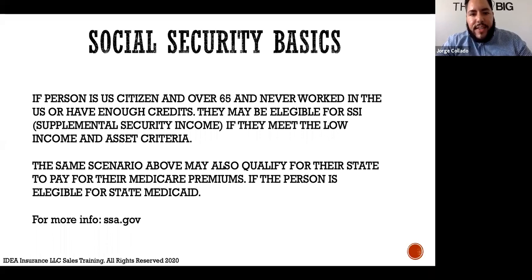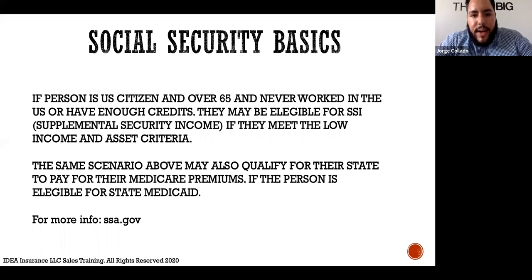If they're eligible for SSI, they'll automatically get Medicaid, and most likely state Medicaid will pay for their Medicare premiums. So even though they didn't work, the state of Florida or state Medicaid will pay for their Medicare insurance if they're 65. So they get Medicare anyway, even though they didn't put anything into the system. So same as the scenario above, they qualify for the state to pay for the Medicare premiums.